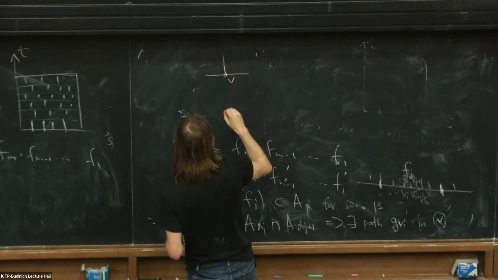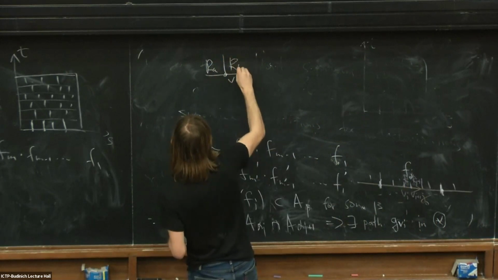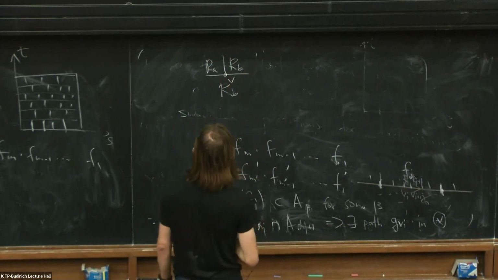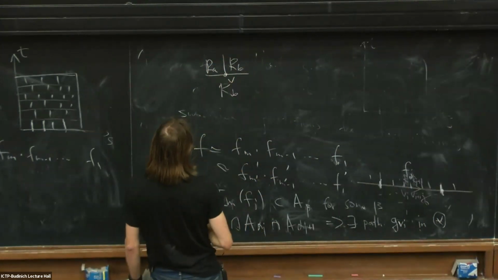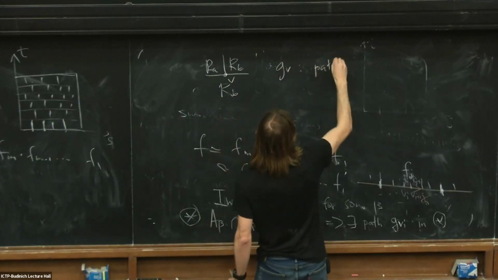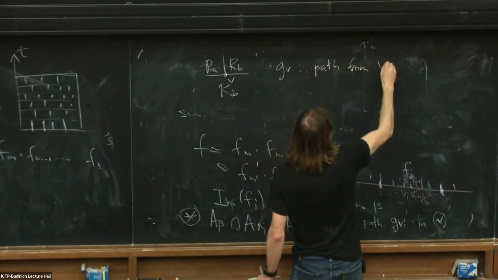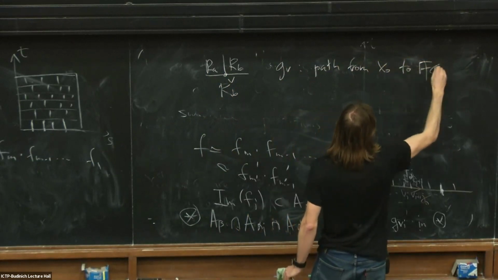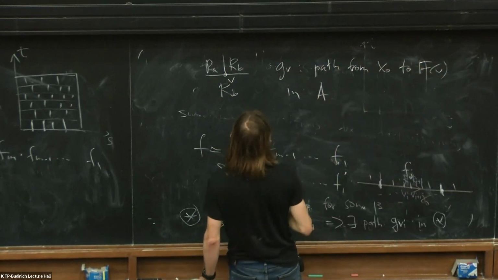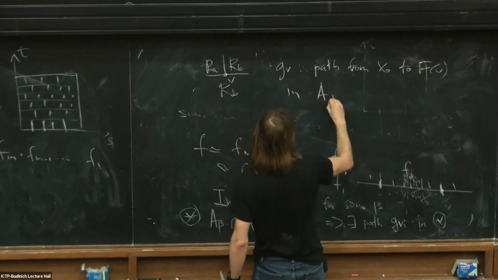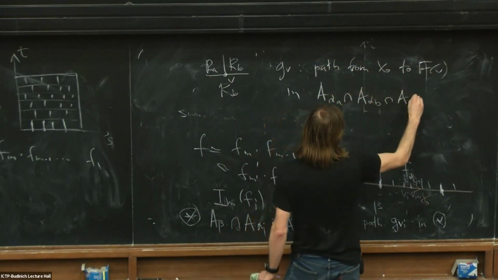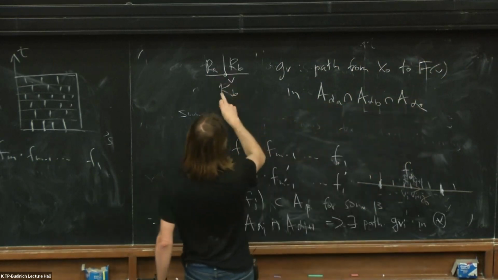So there was some vertex V, and suppose it was an internal vertex, then there were three small rectangles to which it belonged. And we chose G V as a path from X0 to F of V, which is inside this triple intersection of open sets corresponding to this triple, right?